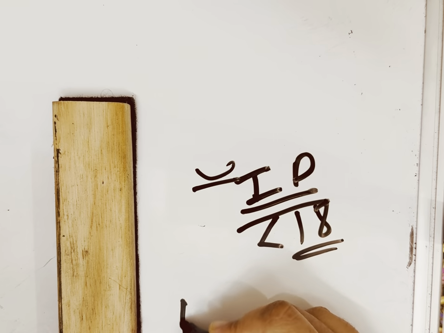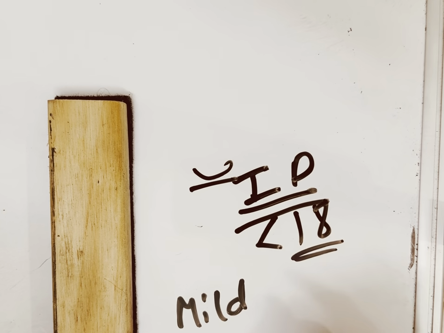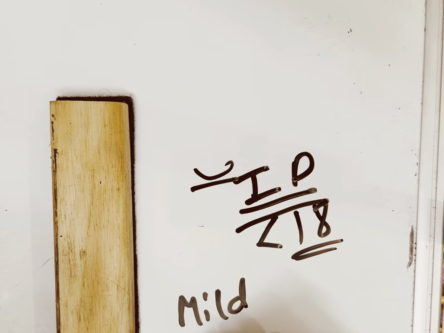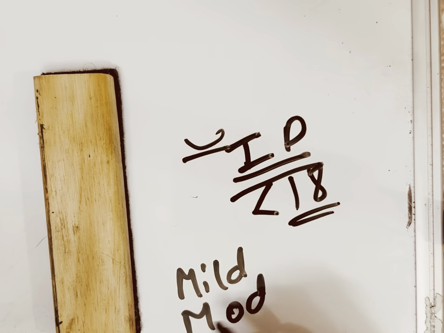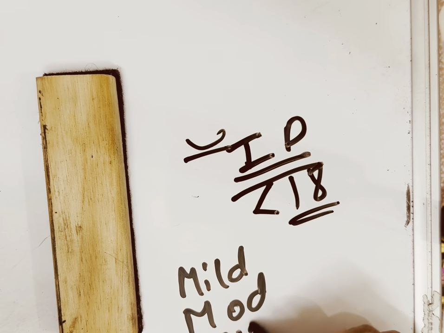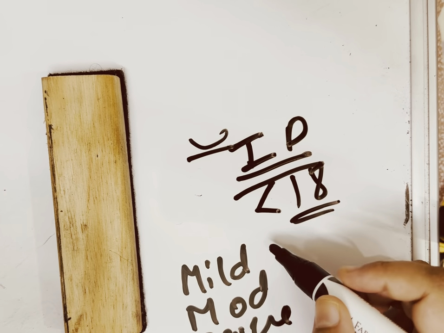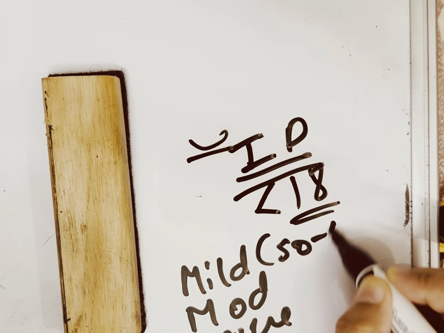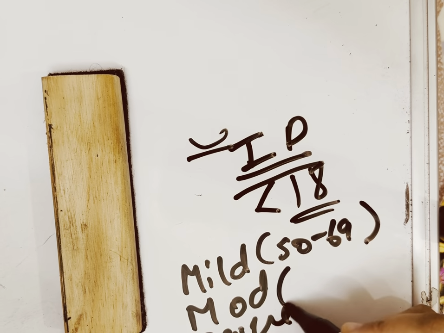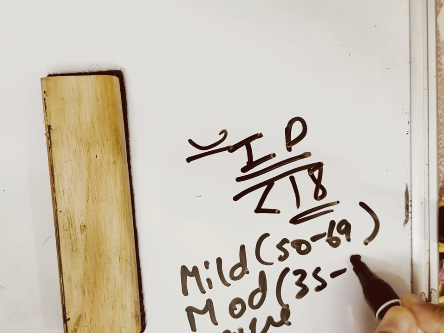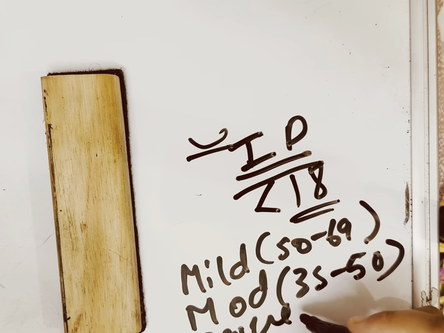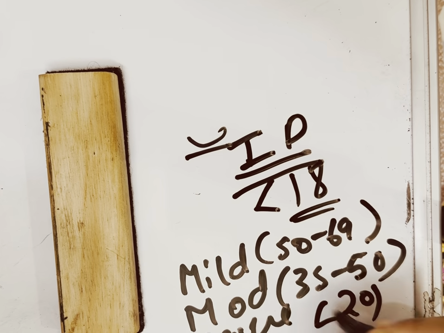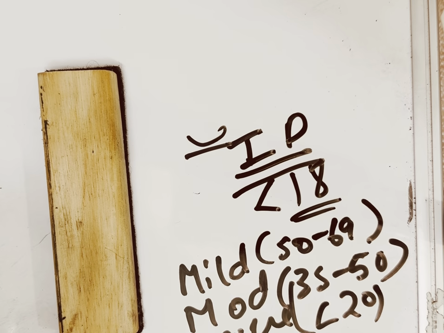Now it can be divided into categories: mild, moderate, and severe. Say mild is around IQ 50 to 69, moderate is 35 to 50, and below 20 is severe intellectual disability.